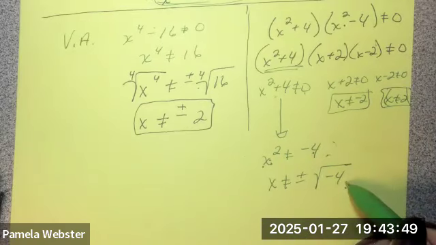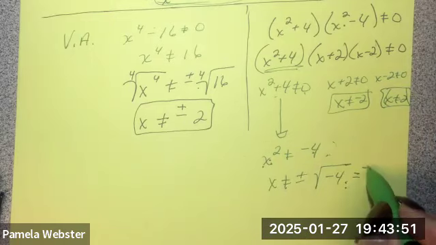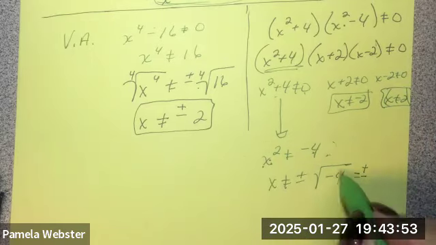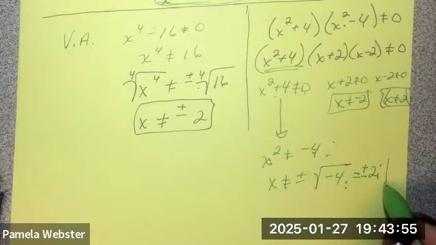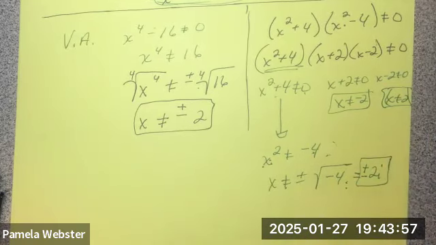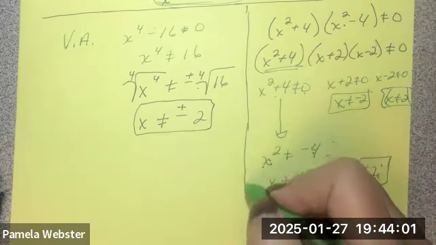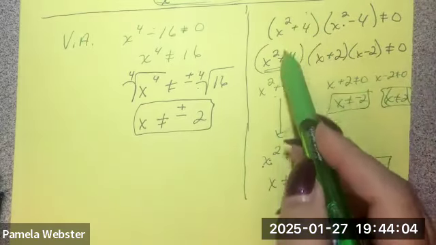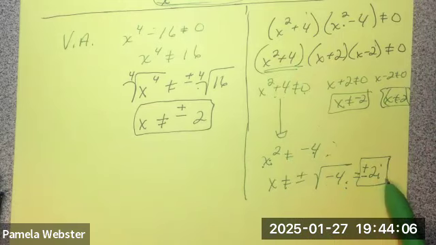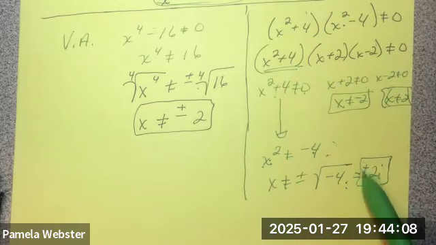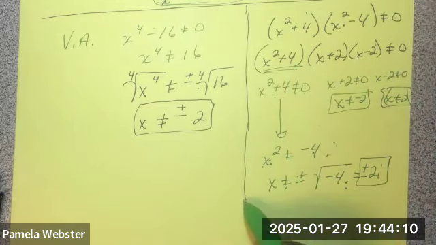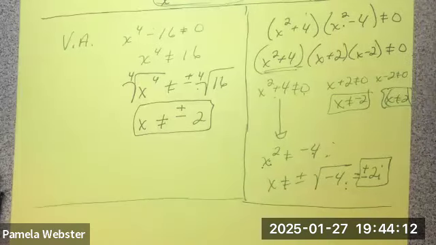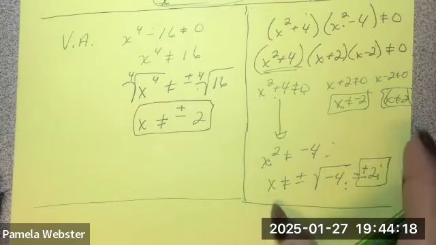What do I have to do here? Unless I go into imaginary, plus or minus 2i. We'll talk a little bit more about 2i later, or i in general. So what we see here is the only way that x squared plus 4 has a solution is if I go into imaginary numbers, and we're talking about real numbers here. We're not talking about imaginary numbers, so we don't care about that. Okay. So vertical asymptotes: 2 and negative 2.